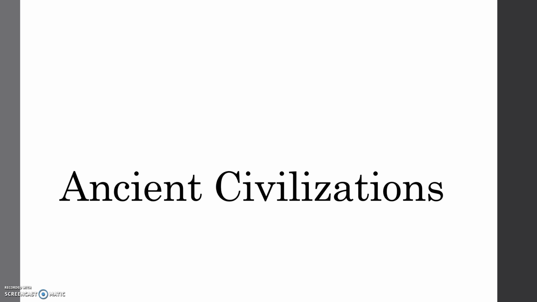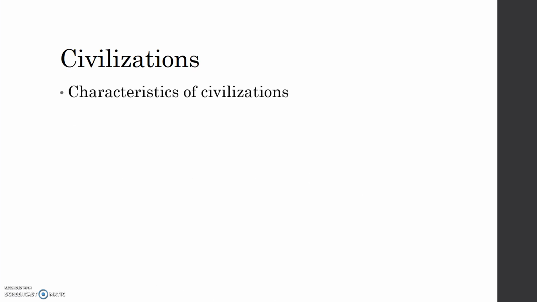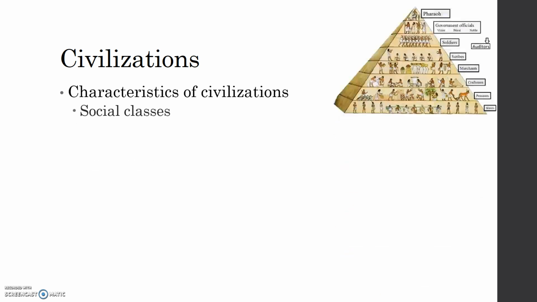Now, let's talk about civilizations. There is a checklist of things that you need in order to be considered a civilization. And let's go through this. The characteristics of civilizations. One, you need social classes. More than just hunters and gatherers, more than just basic farming. You see there's a social pyramid. As you go to the top, power becomes more concentrated, way less in population, but way more in power.